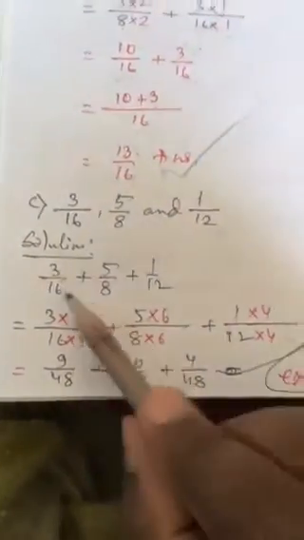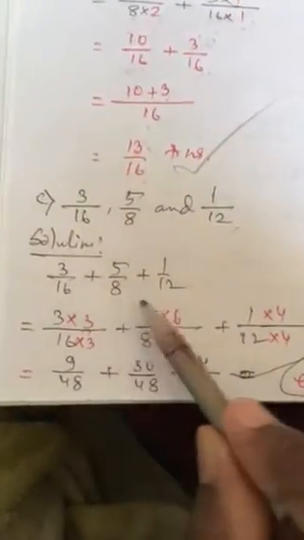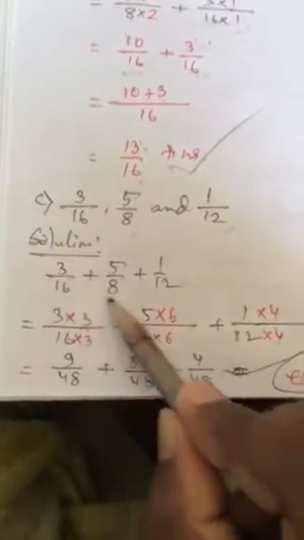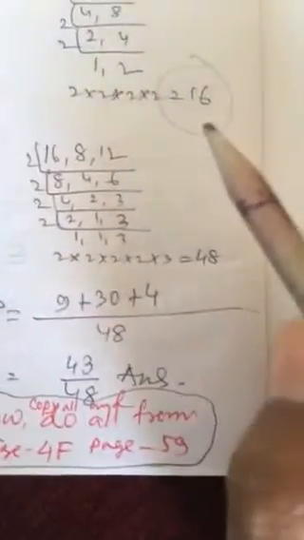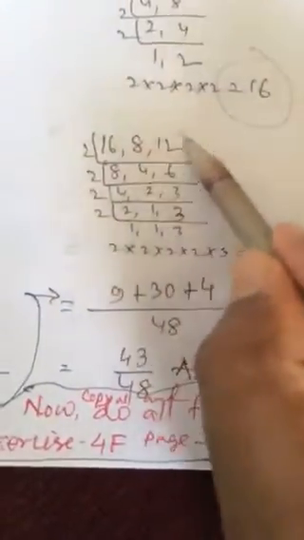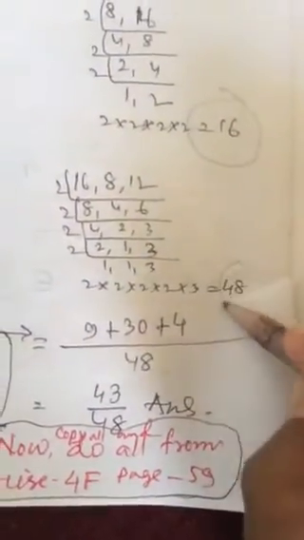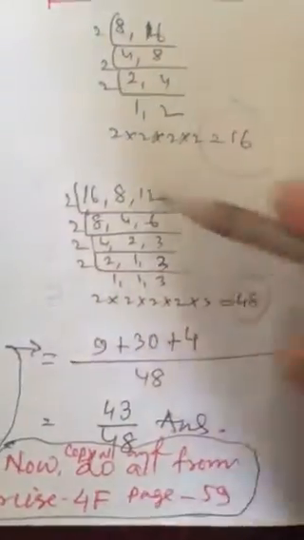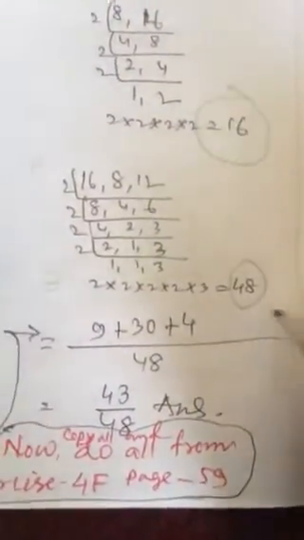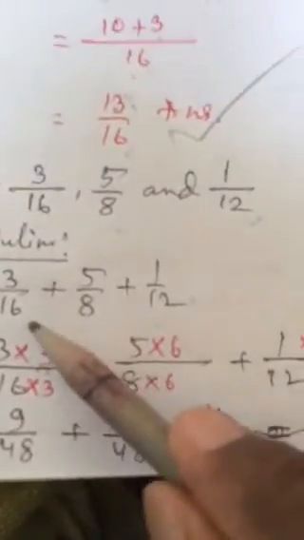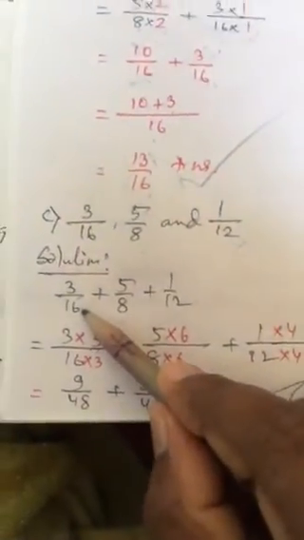We have already learned. First, we need to find the LCM of these three denominators, 16, 8 and 12. I have already taught how to find the LCM. I have done it here as rough work, and the LCM I have obtained is 48. You can copy this LCM. Okay. The LCM is 48. Now, let us come here. Now we have to convert all the denominators to 48.